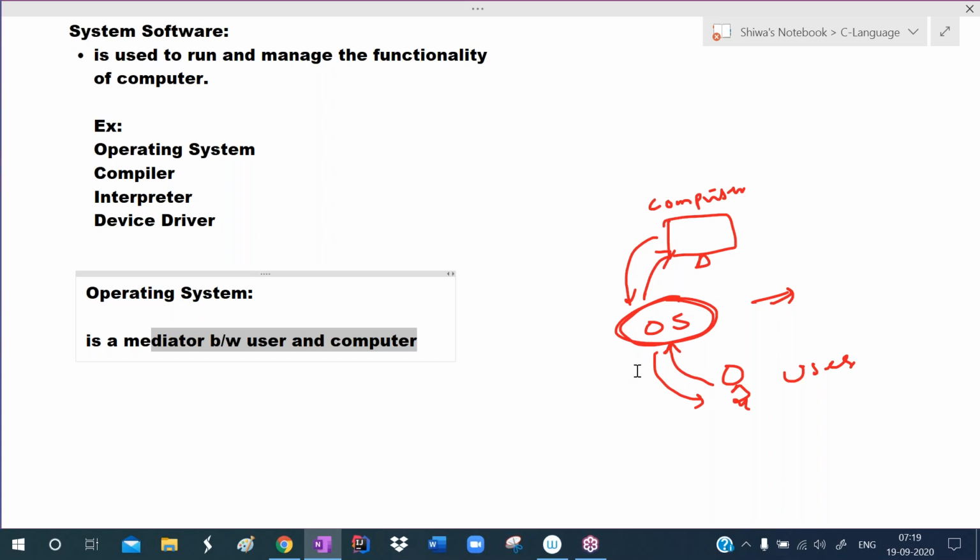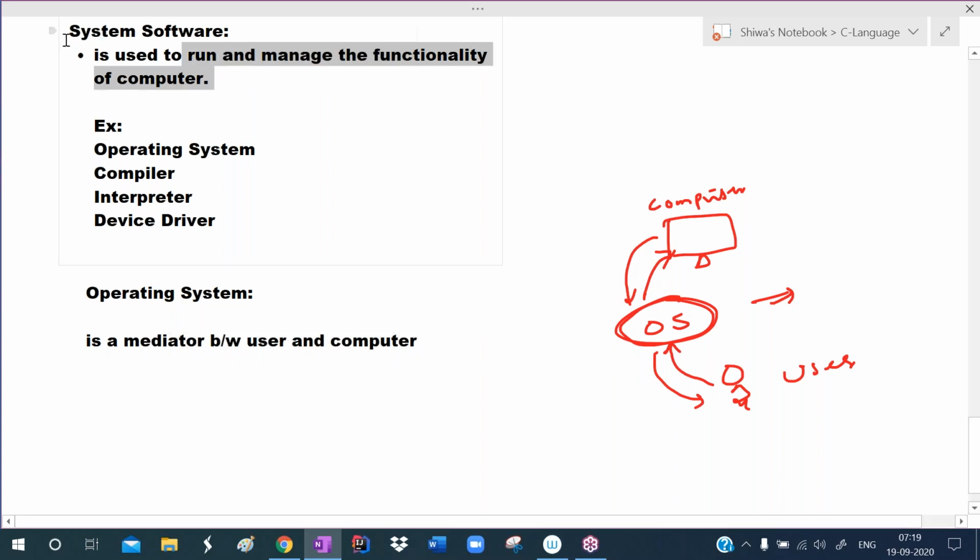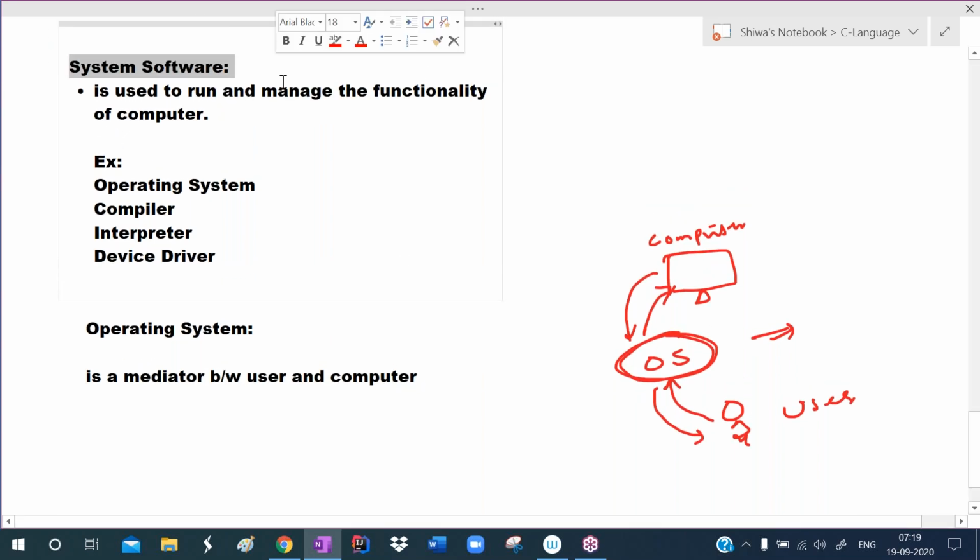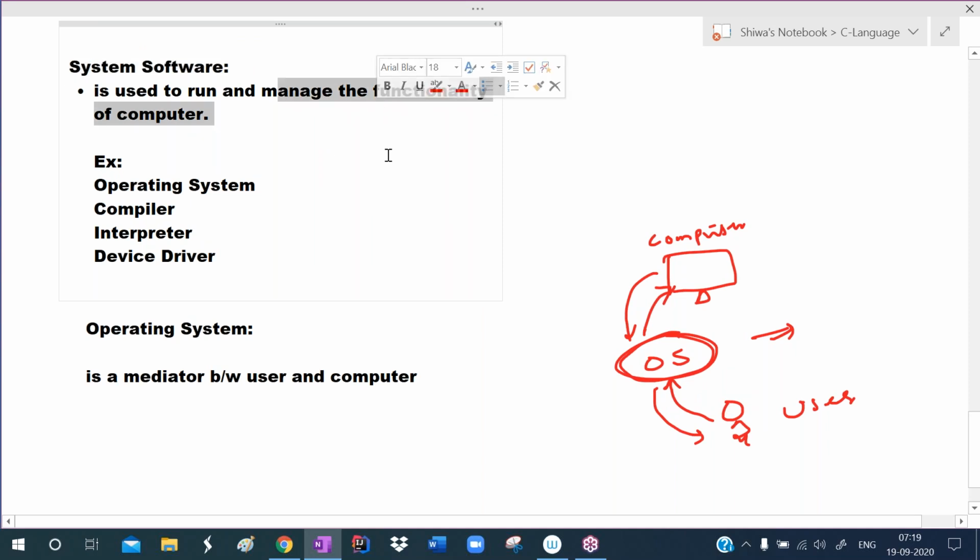So the software that is used to run the computer is called system software. The software that is used to run the computer and manage the functionality of the computer. I want to maintain the drives information. I want to maintain the folders information. I want to maintain the files information. So all these are what? Functionality of the computer.